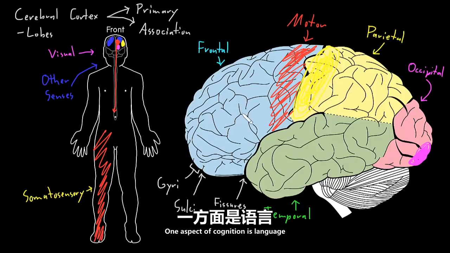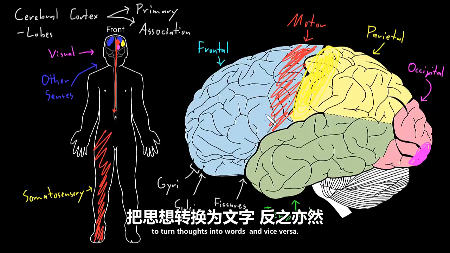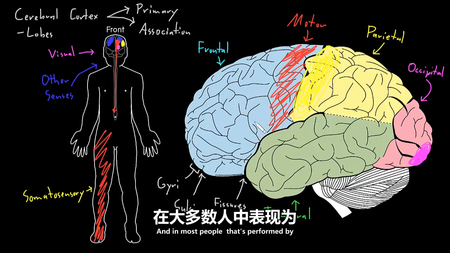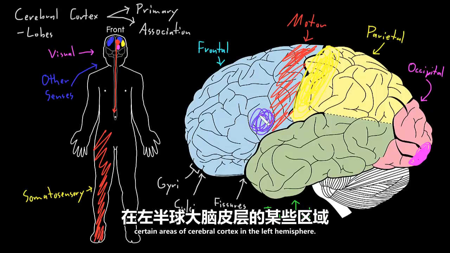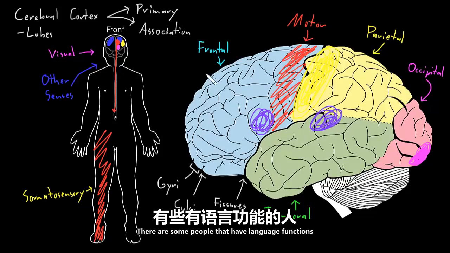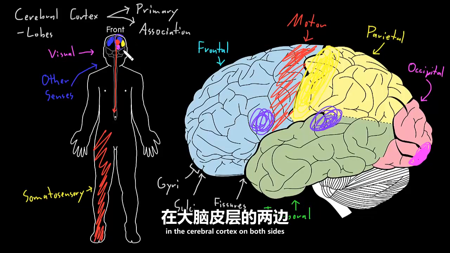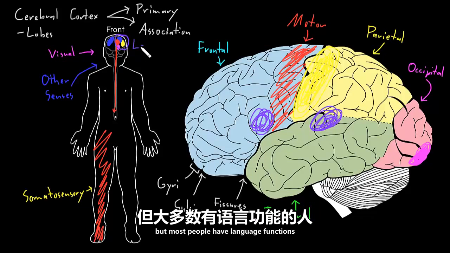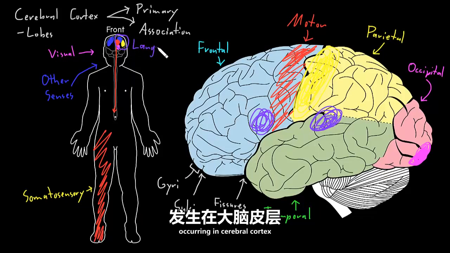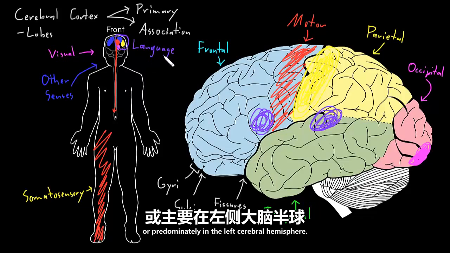One aspect of cognition is language, which could be described as the ability to turn thoughts into words, and vice versa. And in most people, that's performed by certain areas of cerebral cortex in the left hemisphere. There are some people that have language functions in the cerebral cortex on both sides, or even all on the right side, but most people have language functions occurring in cerebral cortex just in the left cerebral hemisphere, or predominantly in the left cerebral hemisphere.